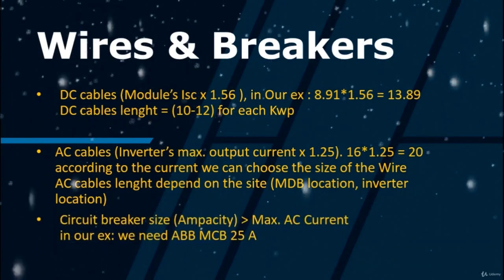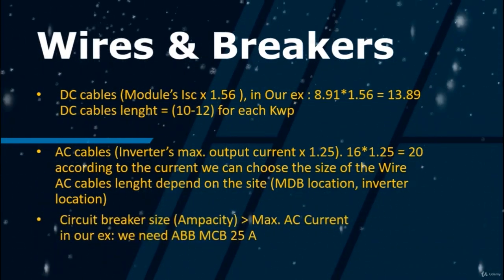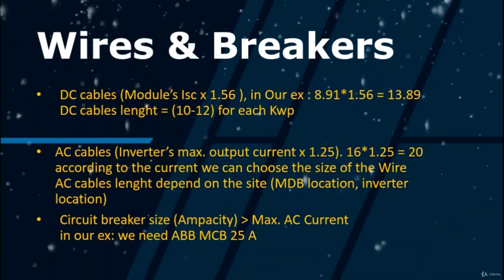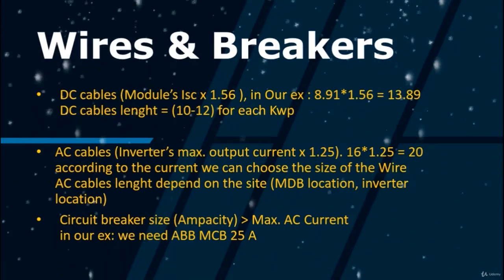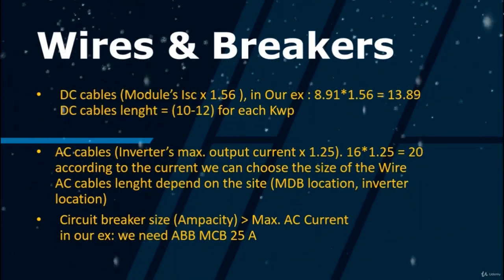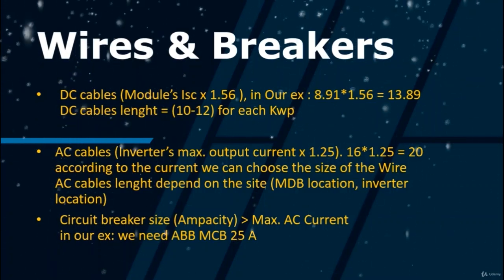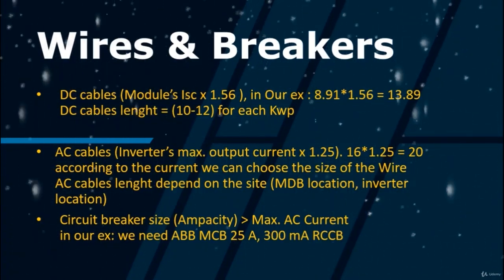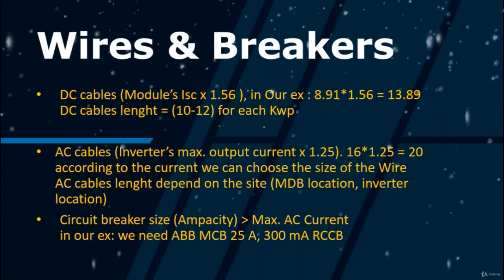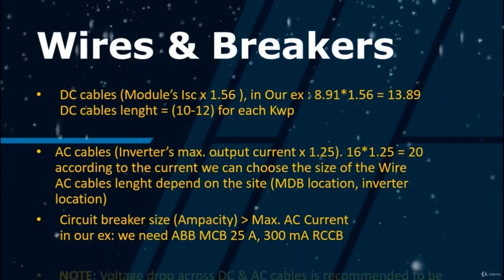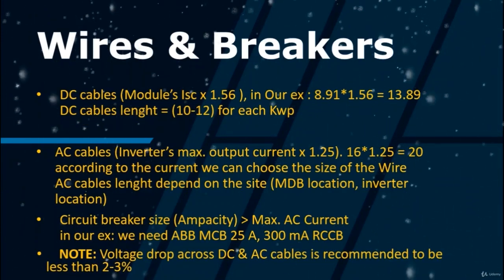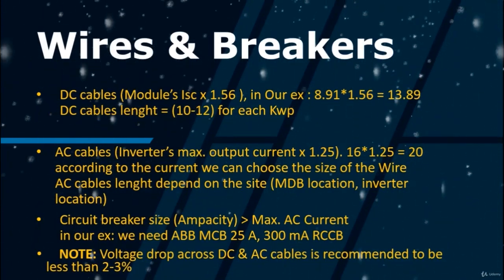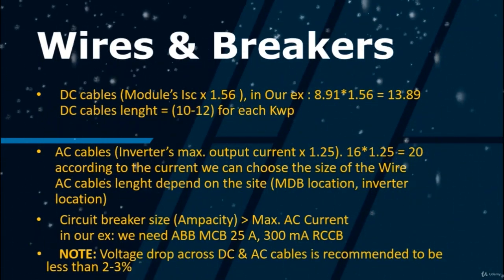Circuit breaker size. The circuit breaker ampacity should be higher than the maximum AC current. The maximum AC current here is 20 and we need a 25 ampere MCB and a 300 milliampere RCCB earth leakage. Note that voltage drop across DC and AC cables is recommended to be 2 to 3%.